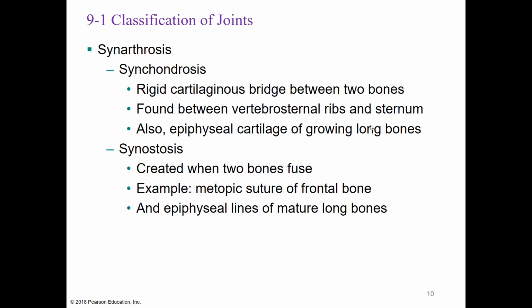So, the synarthrosis continued. We have a synchondrosis, and the synchondrosis is an immovable joint that is connected by cartilage. So it's going to have a rigid cartilaginous bridge between two bones, or two parts of bone. Some examples would be the vertebrosternal ribs and the sternum, so where the rib joins with the sternum, and also the epiphyseal cartilage of long bones that are still growing.